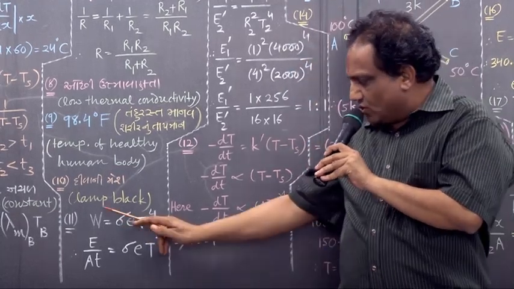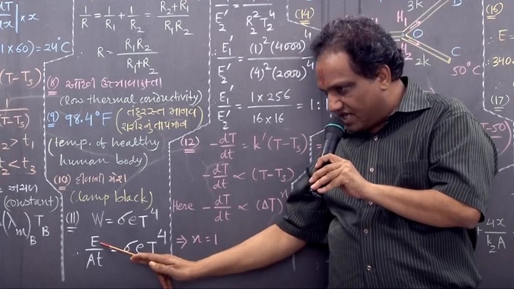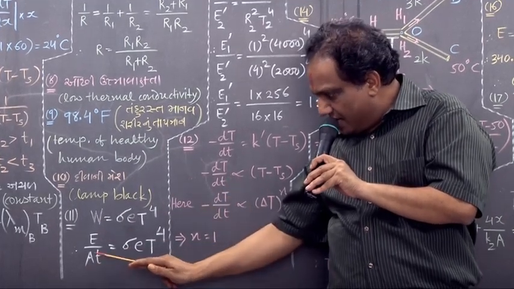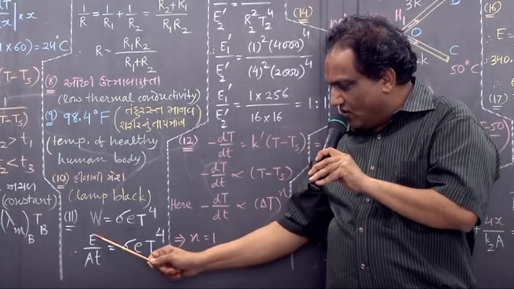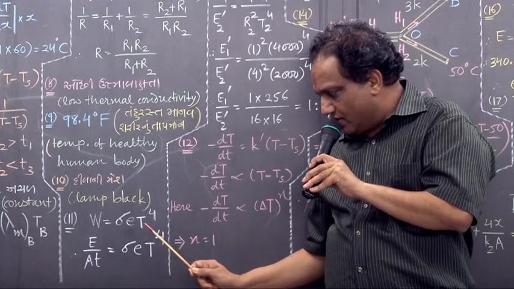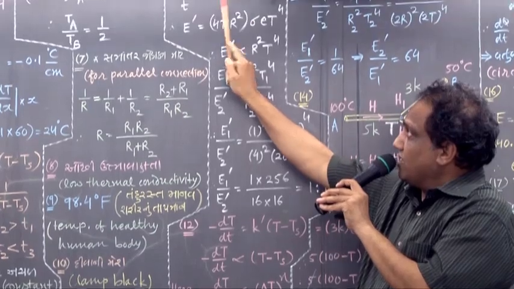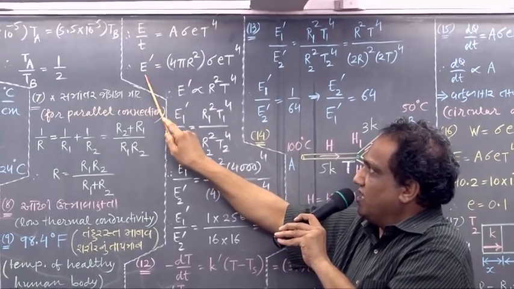What is total emissive power? Amount of radiant energy emitted from a given surface per unit area per unit time. If I want the amount of radiant energy per unit time, then I should find E upon A. Transfer this A over here. Now this is the amount of radiant energy per unit time. Let it be shown by the symbol E dash.